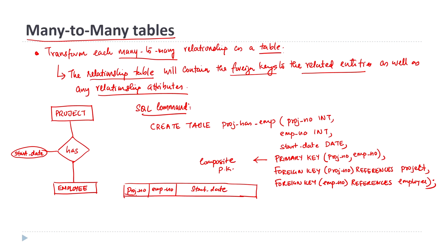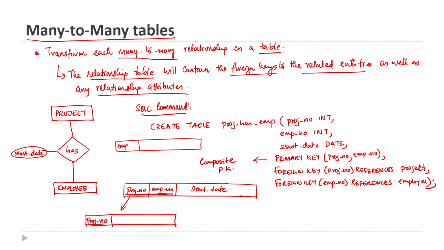But both of these attributes together will be my primary key for this project, and the project number will refer to the project table, whereas the employee number will refer to the employee table. That will be the primary key of the employee table. So, that is how the relationship gets mapped out in this regard.